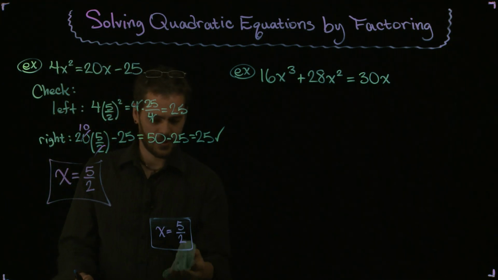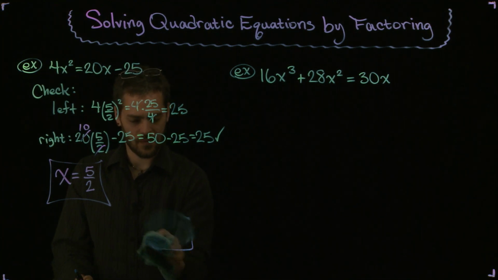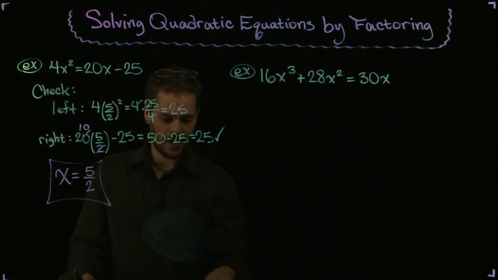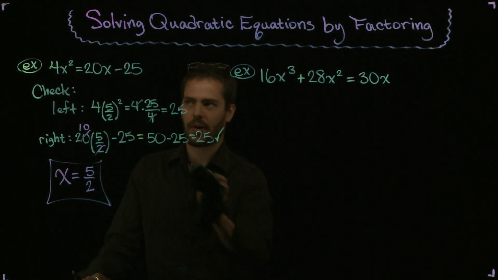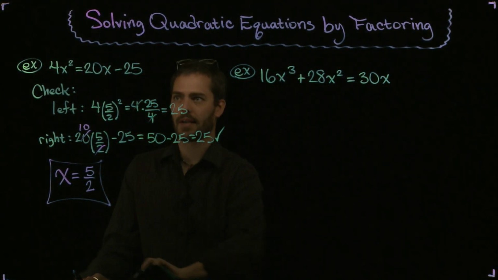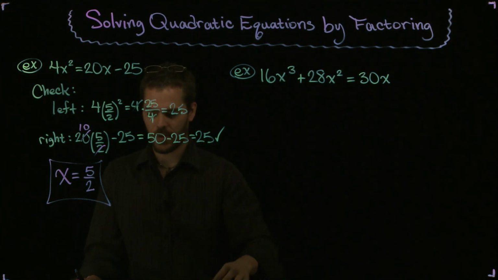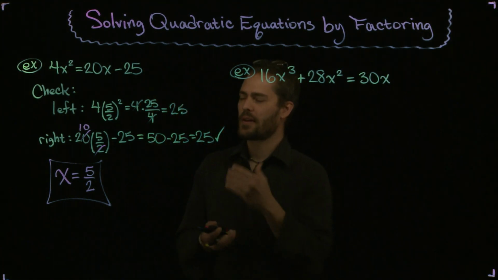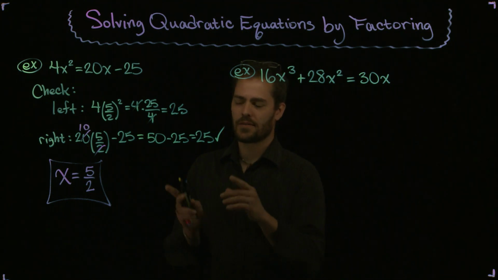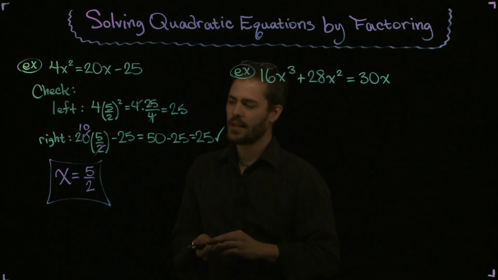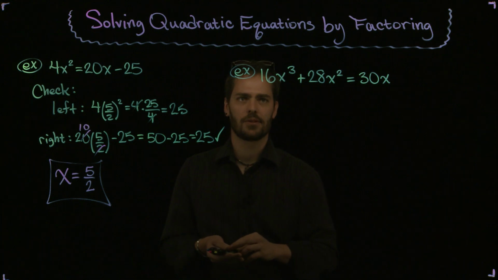Now that was kind of tricky perhaps how I used method number 3 to do that in factoring. So what I would suggest is go back and start with the same problem, 4x squared equals 20x minus 25, and try it in a couple different ways. Try it using method number 1, try it using method number 2, which involves factoring by grouping, and see if you can end up with the same solution.